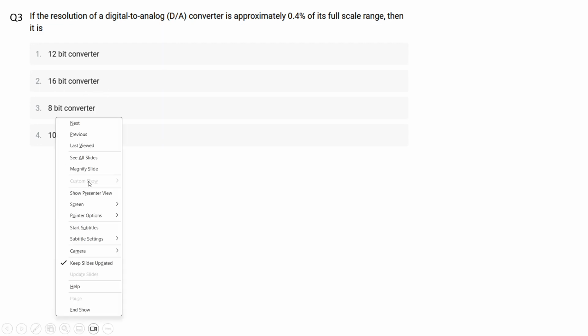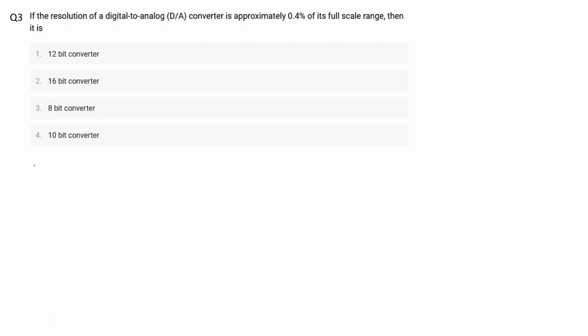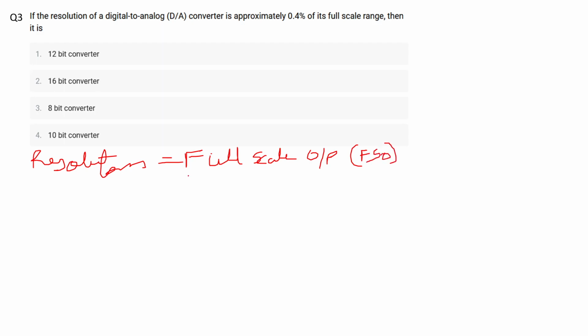So we'll just start with resolution, because the resolution, that is what is given here. So resolution is given by full scale output voltage, so I'll just call it FSO, by 2 raised to power n minus 1, as you saw in the previous questions. So this is resolution. What is given is the resolution of a digital to analog converter is 0.4% of its full scale range. So this is equal to 0.4% of FSO.